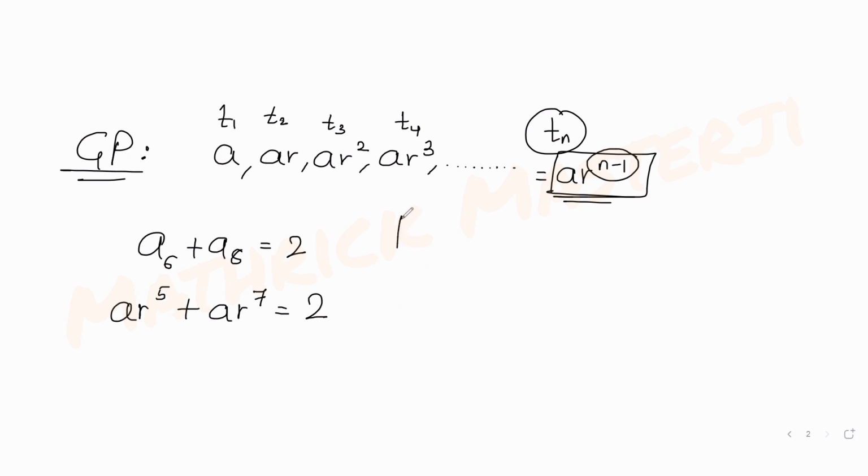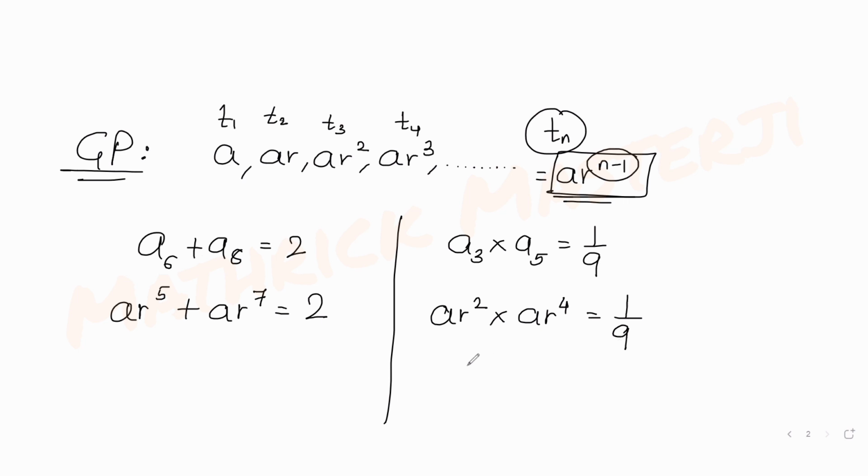Further, the second condition given to us is that the third term and fifth term have the product of 1 over 9. The third term I can write as A R square, and the fifth term I can write as A R raised to 4. That is equal to 1 over 9. So that gives me A square R raised to 6 is equal to 1 over 9.